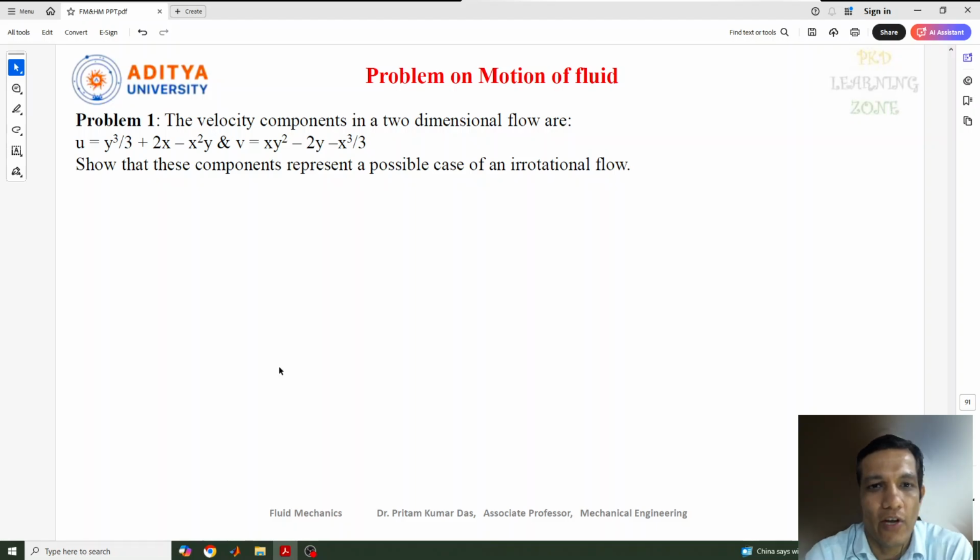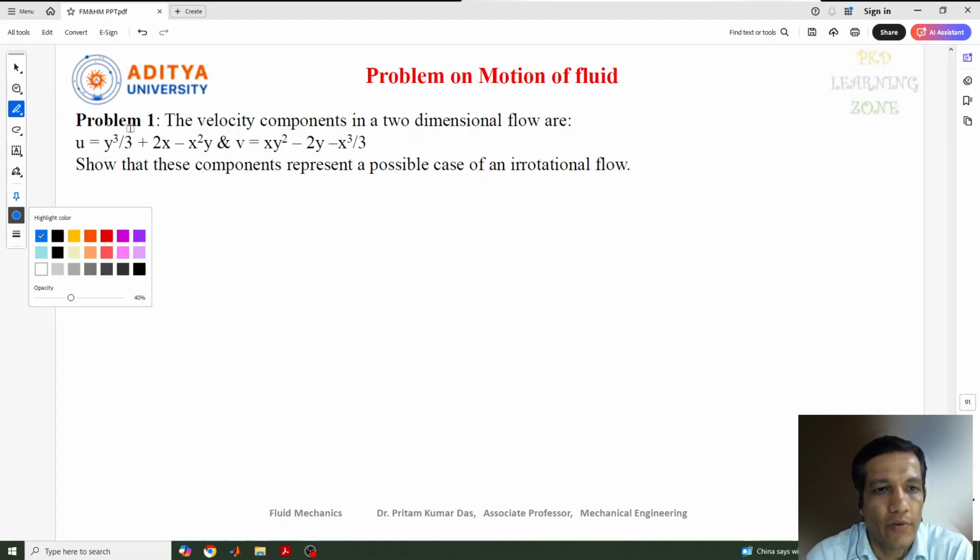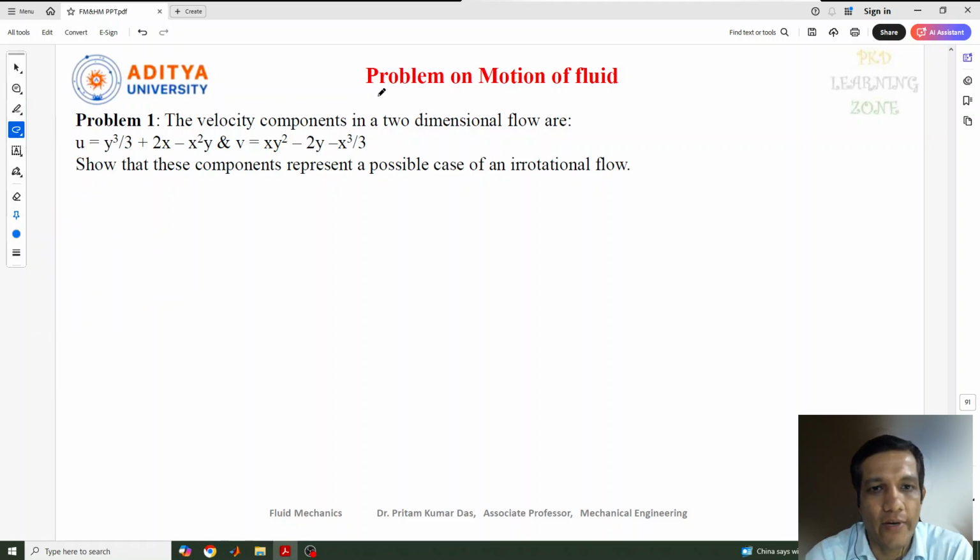In this lecture, we will solve a problem which is related to the motion of fluid. In the previous lecture, we discussed different types of motions of the fluid. So here we'll solve a problem related to the concept of this motion of fluid flow.